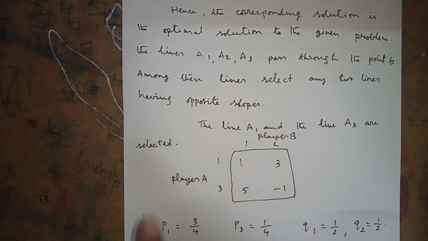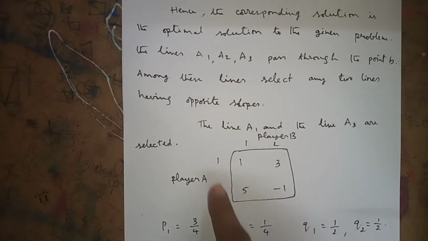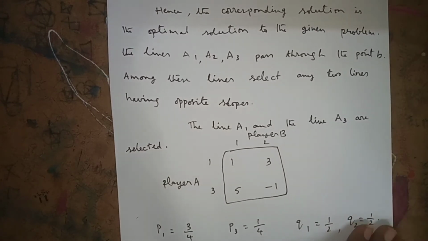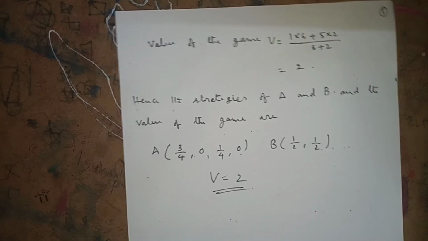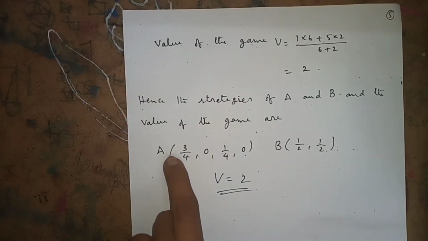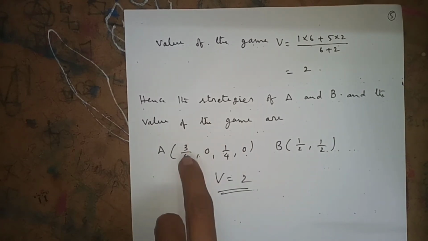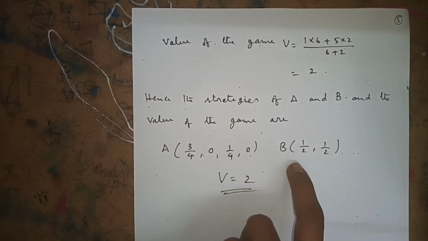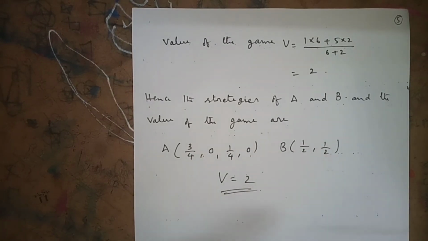This is A, B, C, D. Using the formula P1, P3, because first column, first row, third row, P1, P3 and Q1, Q2. Find out using the formula. After that, find out the value of the game V. The value of the game V is equal to, and hence the strategies of A and B are. Strategies of A: how many columns, how many rows? 1, 2, 3, 4. P1, P3 value. The remaining 2 are zeros. B: Q1, Q2. That is the answer.